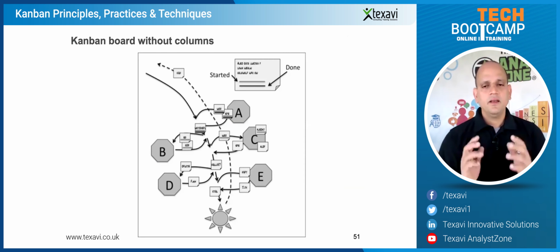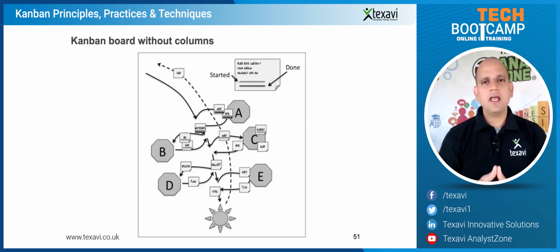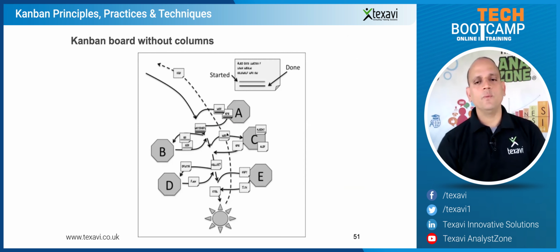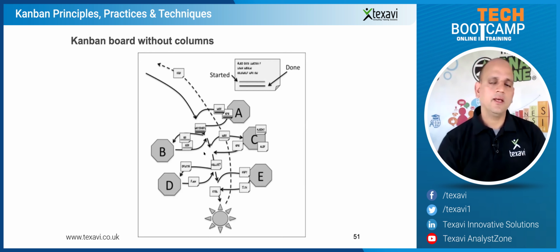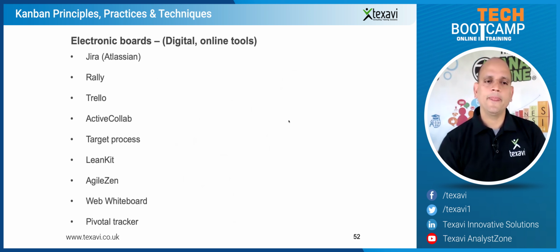Another important thing to note here is that a Kanban board need not always run into columns. It can actually be done in a different way. This is an example for that. You can depict the work not always with columns and rows, but you can have an alternative way of showing that in any other format. That's not a problem. There's no hard and fast rule that way.